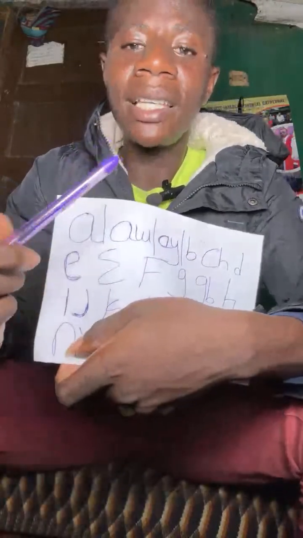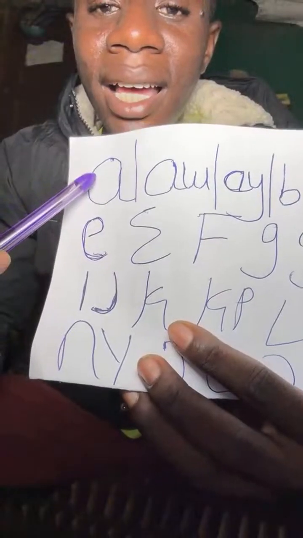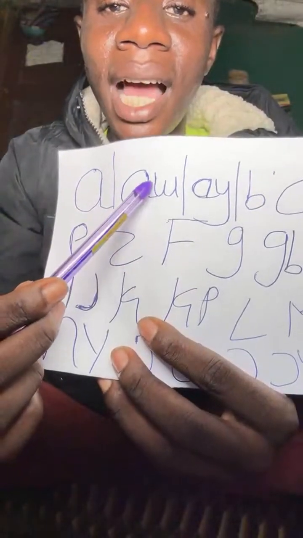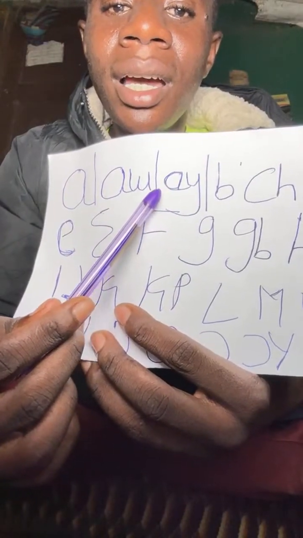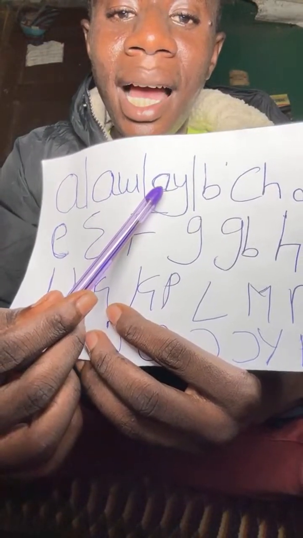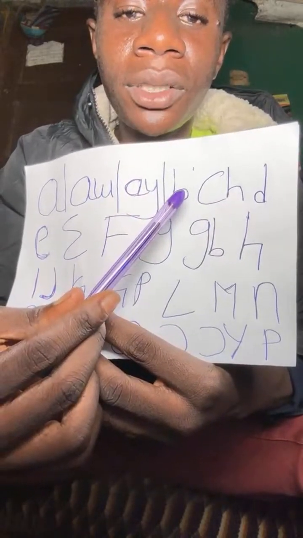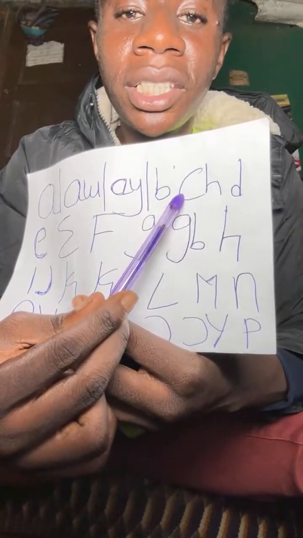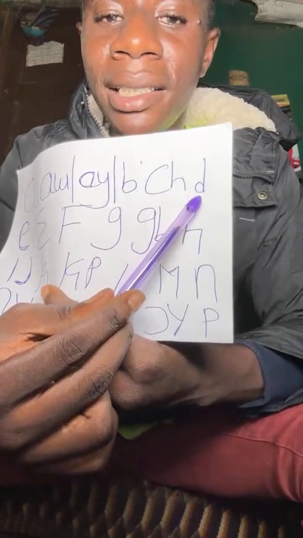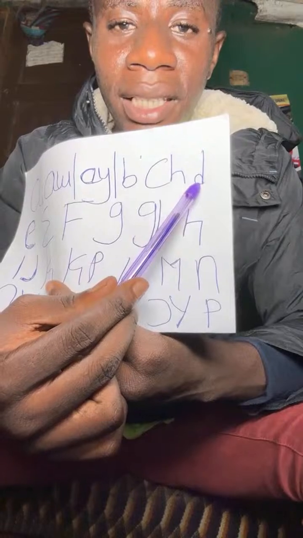Are you following, guys? So we say the first letter is ah. The second letter is ow. The third letter is I. The fourth one is B. The fifth one is C, and the sixth one is D.